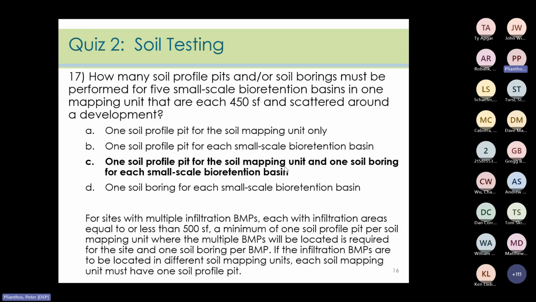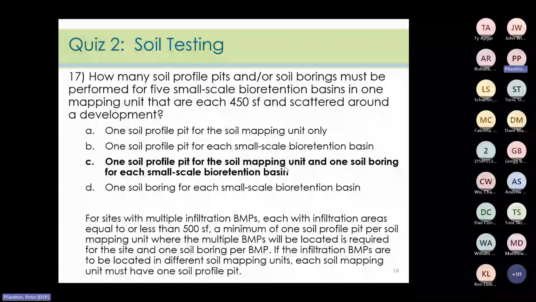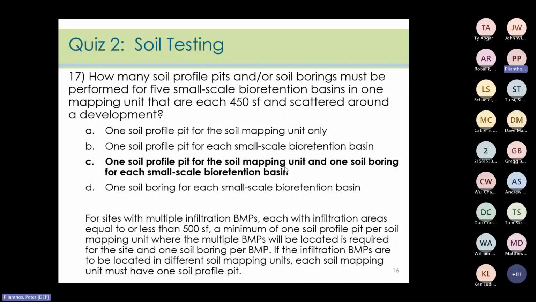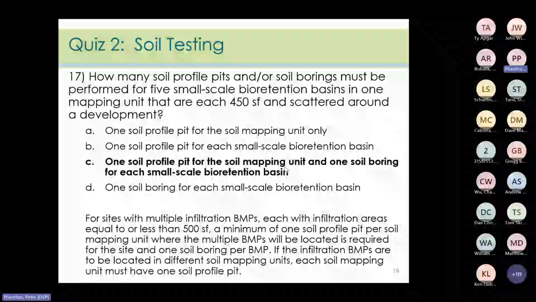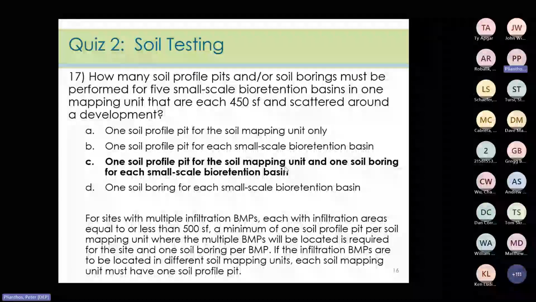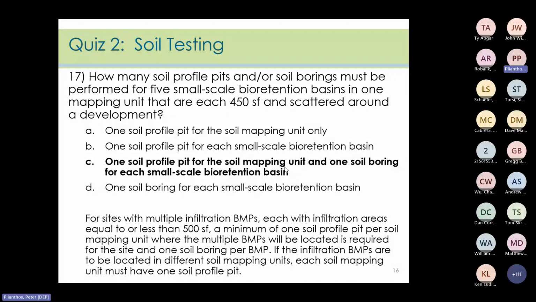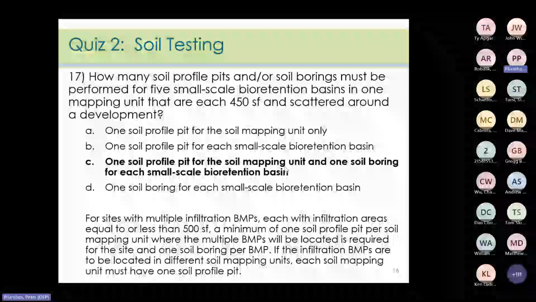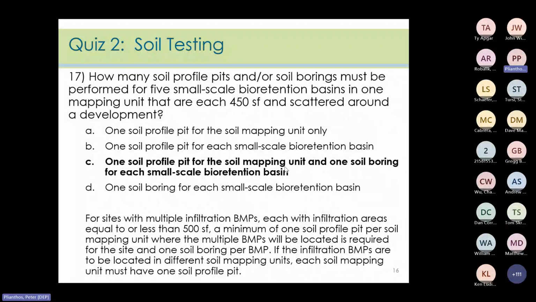So we know from Lisa's soil testing presentation that if an infiltration BMP has an infiltration area that is less than or equal to 500 square feet, you would have to do a minimum of 1 soil profile pit per soil mapping unit. You would also have to do 1 soil boring per BMP as well. If the BMPs are going to be located in different soil mapping units, each unit must have 1 soil profile pit. But if you read the question here, the 5 basins are going to be in 1 mapping unit. So in total, 1 soil profile pit for the 1 mapping unit in this example, and 1 soil boring per small-scale bioretention basin.